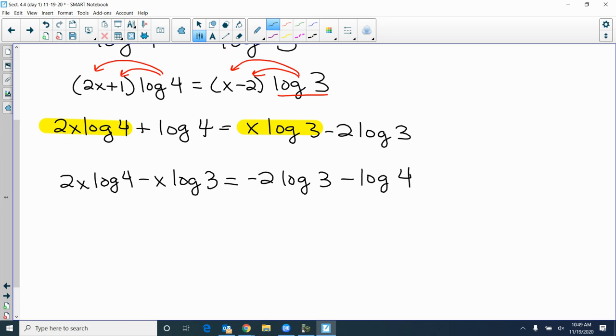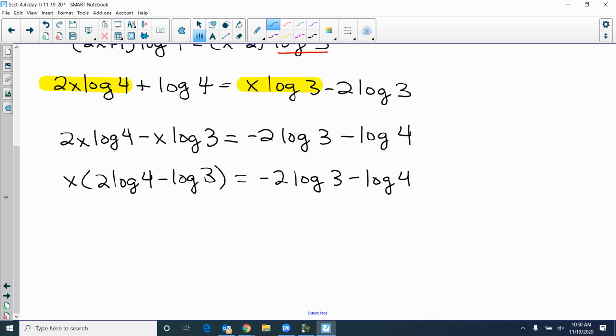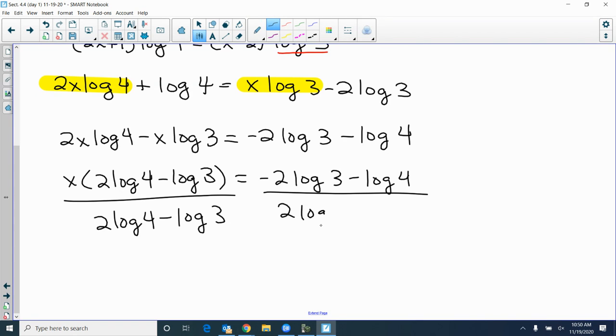And from there, you got two terms with an x, right? Remember what we do? Factor out that x. Factor the x out. Okay? And so this now becomes x times (2 log of 4 minus log of 3) equals negative 2 log of 3 minus log of 4. Now divide by 2 log of 4 minus log of 3. Divide that whole thing by 2 log of 4 minus log of 3.